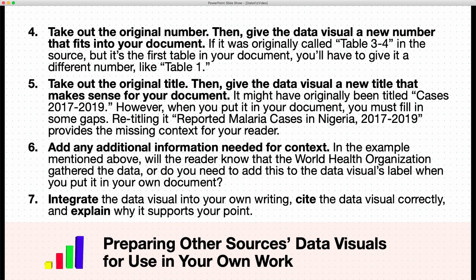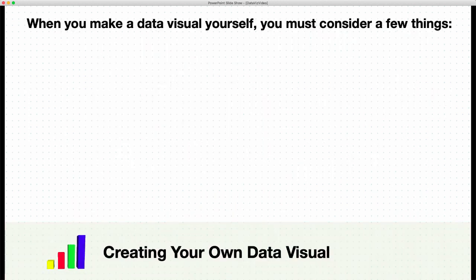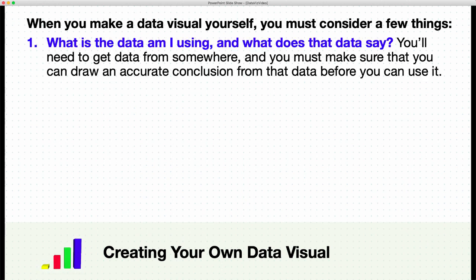But let's talk about making them ourselves. This is always fun. Making things is great, but you've got to consider a couple of things. First of all, if I'm going to make a data visual, I need some data. What is the data I'm using? And what does that data actually say? So you need to get data from somewhere: a list of dates, a list of figures, a list of information about the changes in financial solvency of something. Where are you getting that?